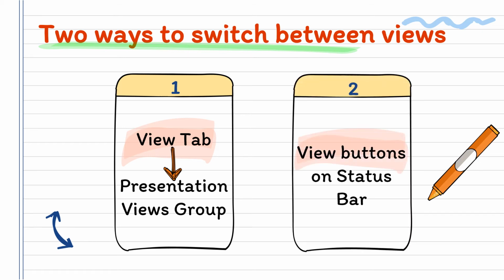Second is, you can find the view buttons on the status bar on the right hand side. Along with the zoom slider, you will find the view buttons. You can click on the required view button in which you want to switch.